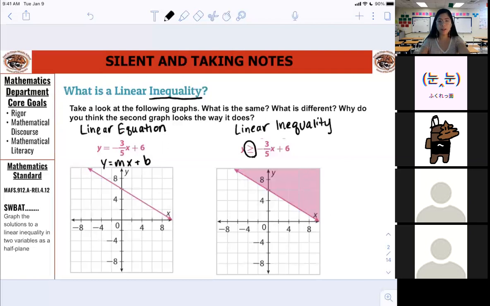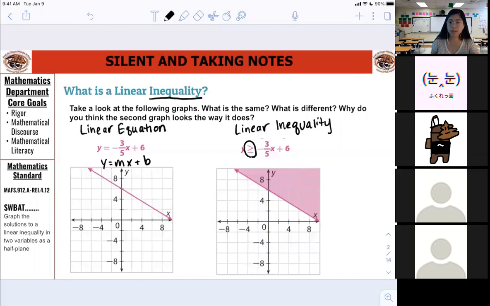And when you have a linear inequality, that symbol tells us it's going to add something to the graph. So in this case, that symbol told us to shade above the line. Why do you guys think it's asking us to shade above the line? Maybe it could be any of those points.